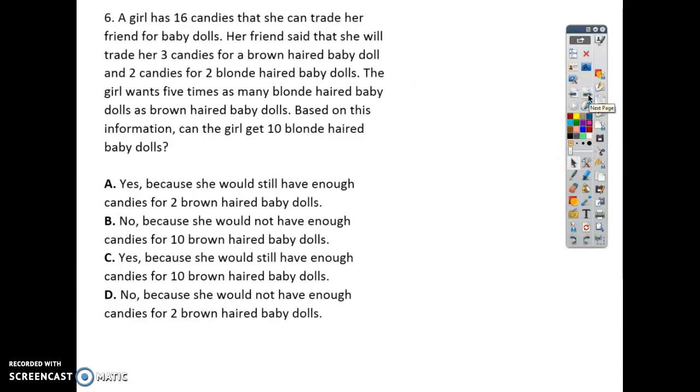Next problem, problem number 6. This one's a weird one, so I'm just going to make it as easy for you as possible. It says that the girl has 16 candies in total. Okay, she wants to trade those candies for baby dolls. Her friend said that she would trade her 3 candies for a brown hair baby doll. So we're going to say that the brown hair dolls are X's. So let's put X is brown. And I can get 3 of those, so 3X.